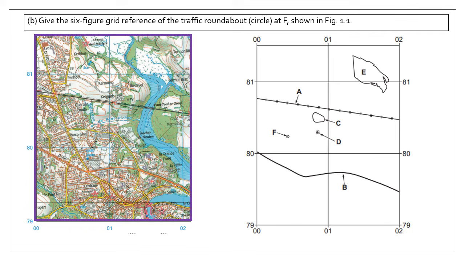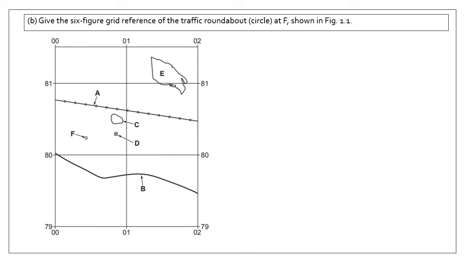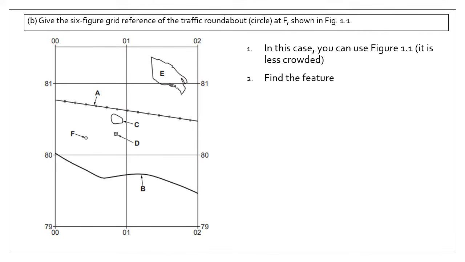Now, B asks you to give the 6-figure grid reference of the traffic roundabout circle at F, shown in figure 1.1. If you're lucky and you have a question that actually marks on the 6-figure grid reference, I would use the map extract because there's less confusion around it. There are fewer symbols to get confused by. So, to approach this question, I'm going to find the feature and circle it.